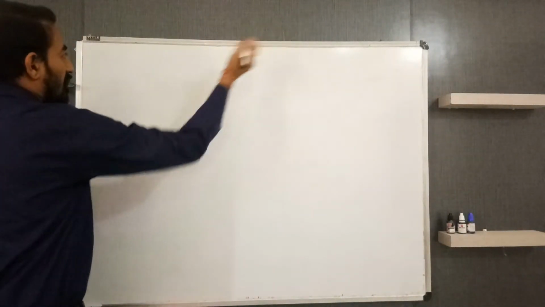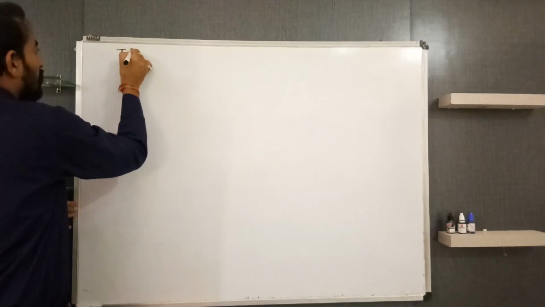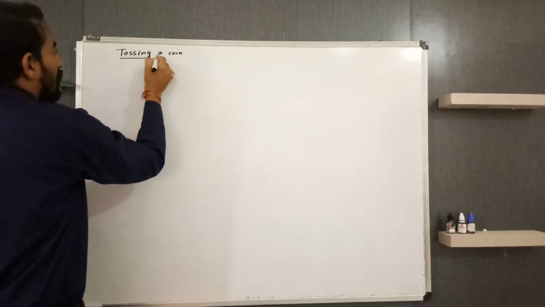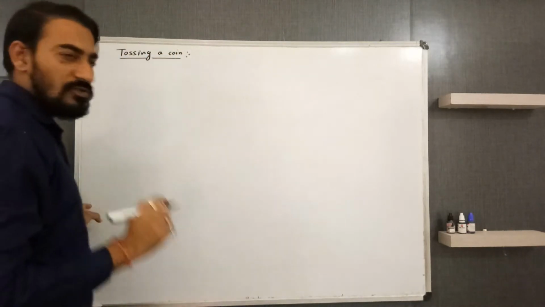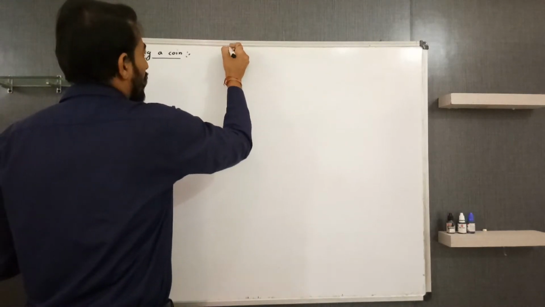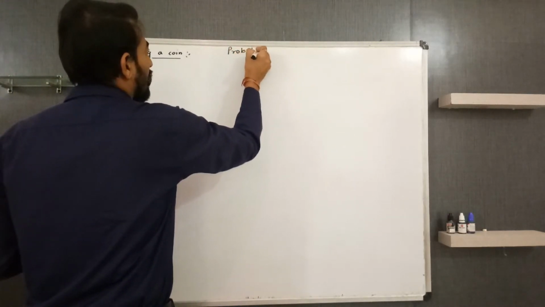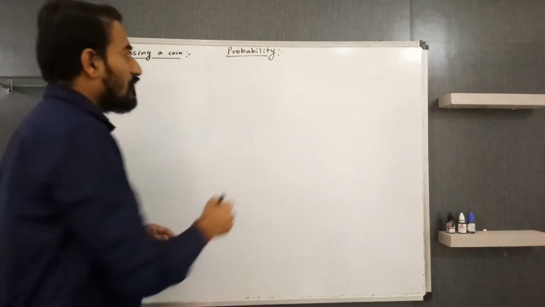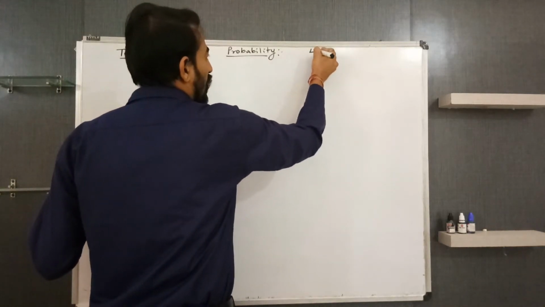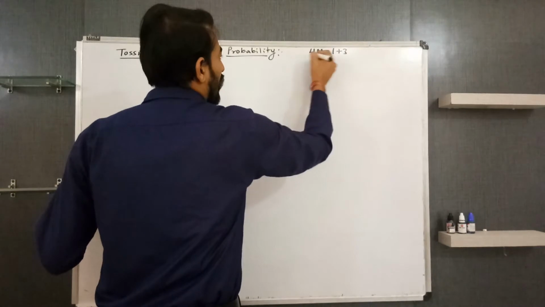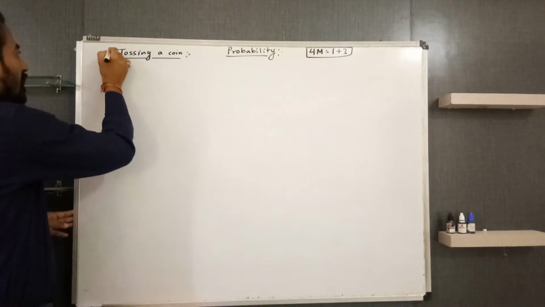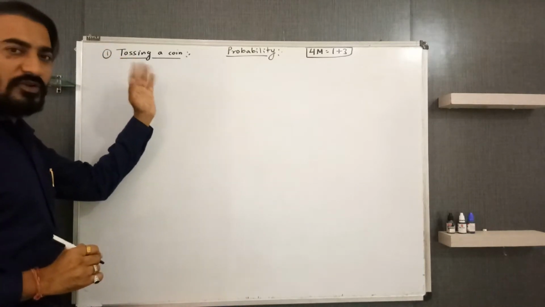In today's class, we shall discuss questions related to tossing a coin, tossing two coins together, three coins together, etc. And our main topic is what? Probability. And as I have told you, this chapter carries 4 marks, 1 plus 3, in the board exam. So here, first we shall discuss tossing a coin.